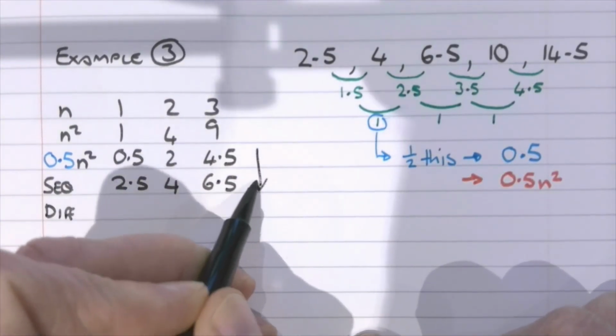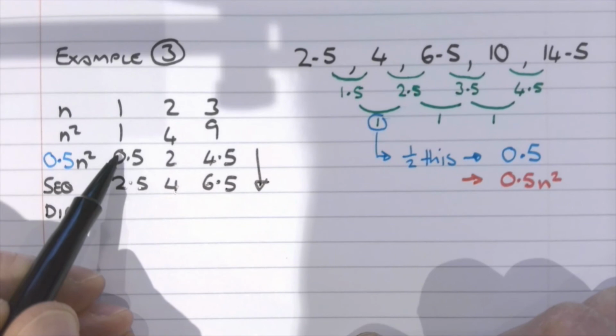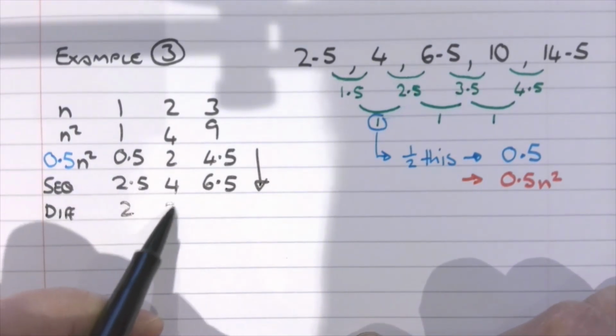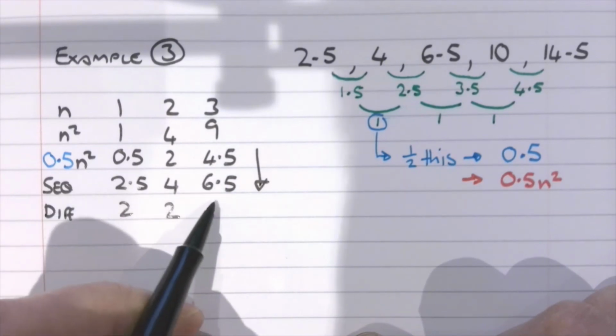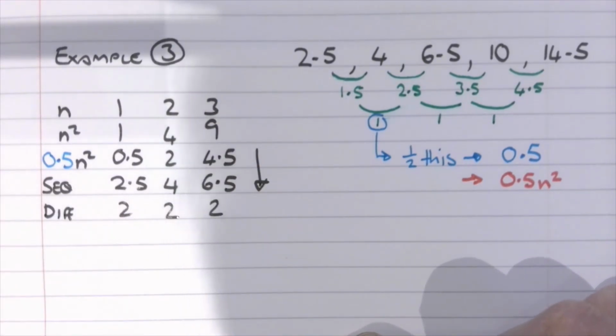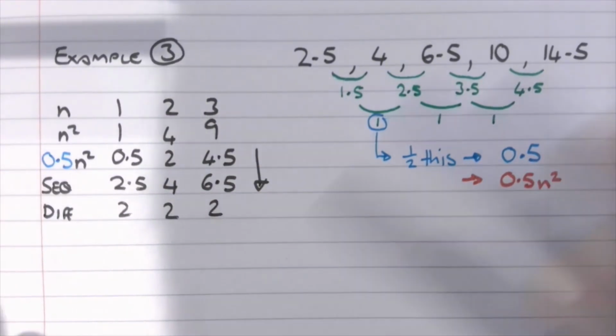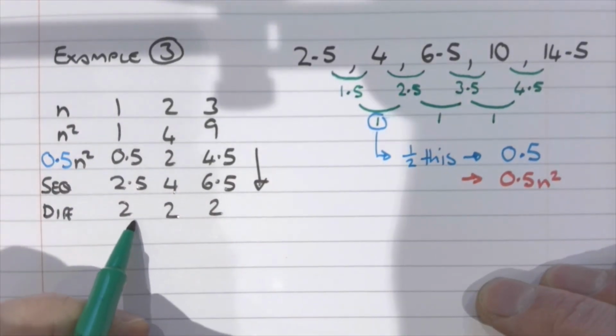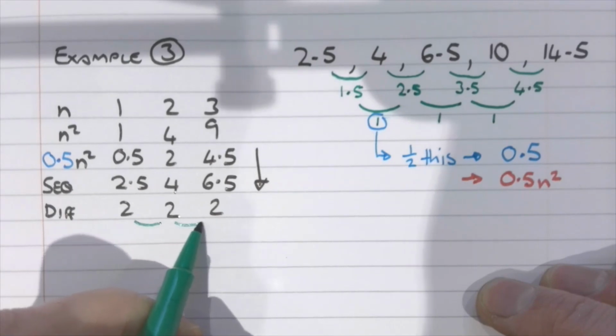Now I need my differences. So how do I go from 0.5 to 2.5? I need another 2, 2 to 4, I need another 2, 4.5 to 6.5, I need another 2. So because we've taken out the n squared bit at this point, we should just now be left with a standard linear type problem. Okay, so what are the differences here?